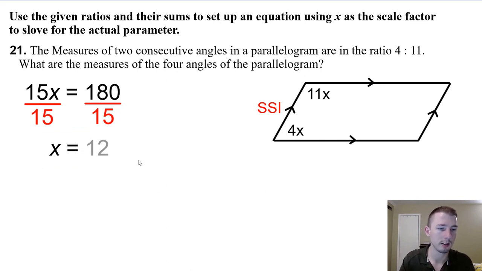Now that we know that x is equal to 12, we can plug it back in. So 4x would be 48. 11 times 12 would be 132. If we add those together, sure enough, that's going to add up to 180. So those are our angles, the measurements of the angles there.